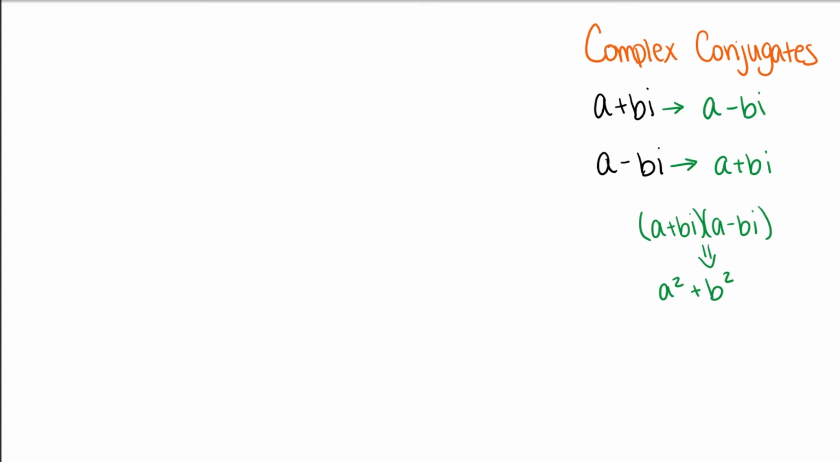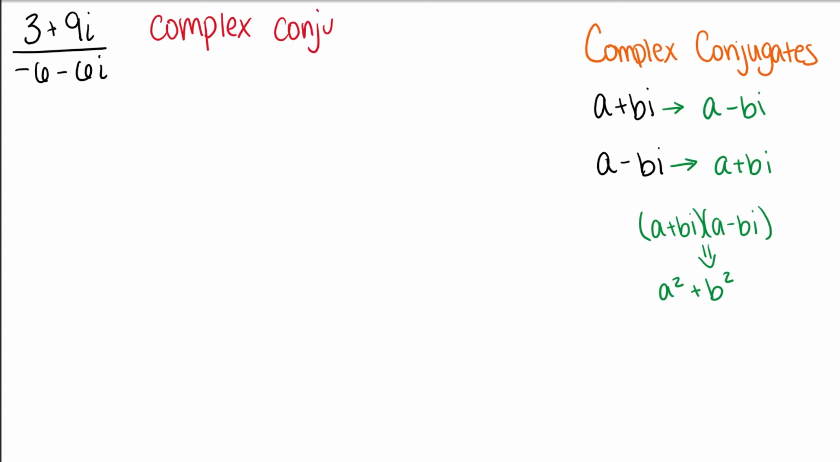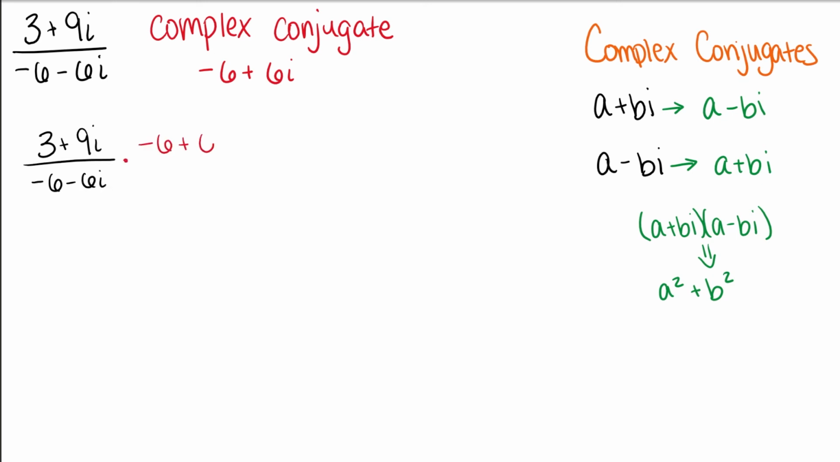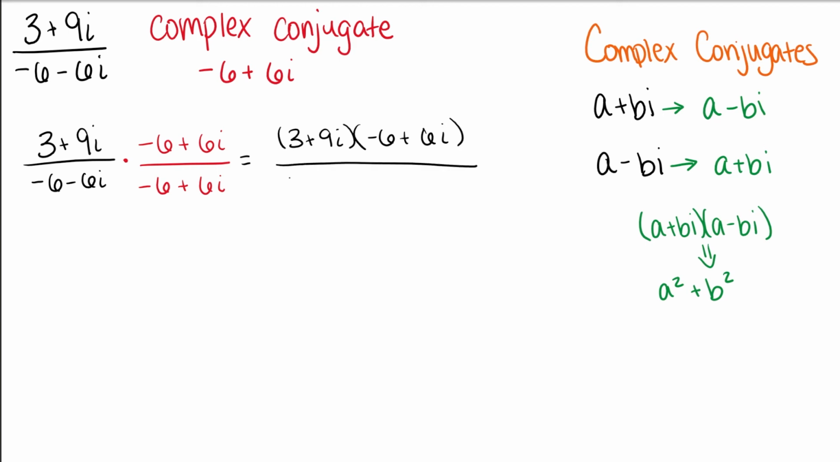And now for our last example. We have 3 plus 9i over negative 6 minus 6i. Our complex conjugate is negative 6 plus 6i. We'll multiply that to our numerator and denominator, and our expression becomes 3 plus 9i times negative 6 plus 6i over negative 6 minus 6i times negative 6 plus 6i. We'll FOIL our numerator and our denominator.